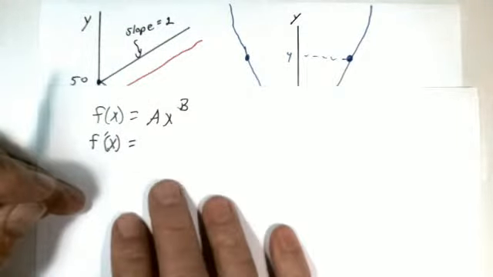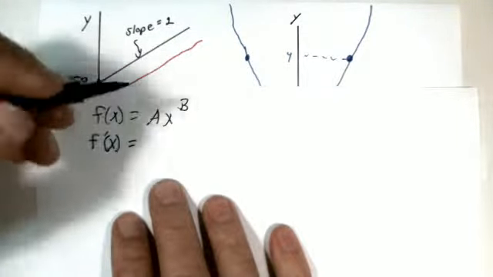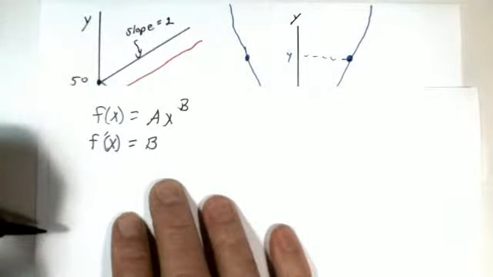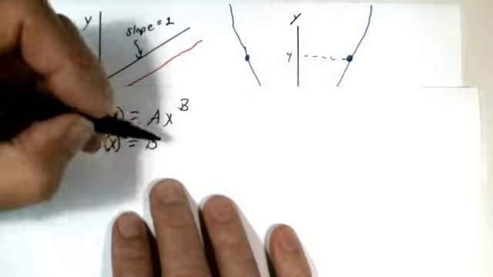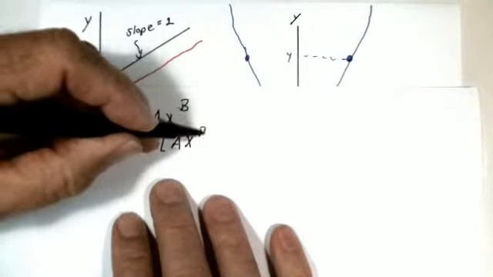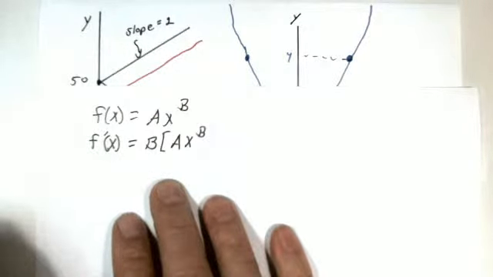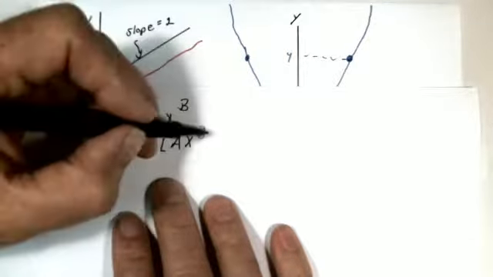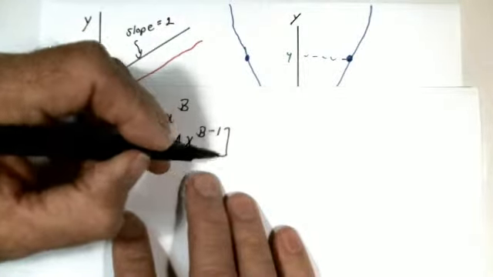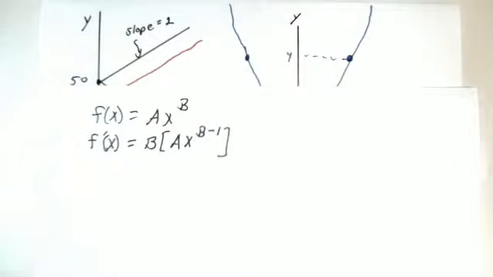Step 1, you write down the exponent. So the exponent was b, I write it down. Step 2, you copy down everything that was in the original expression. So that would be ax to the b. You copy down everything that was there. In step 3, you subtract 1 from the exponent. Well, the exponent was b, so we take away 1. And there you go. That's the derivative.